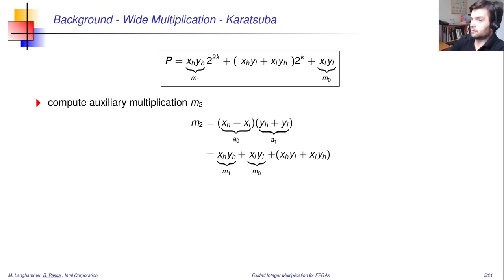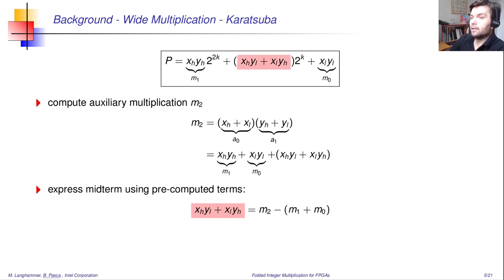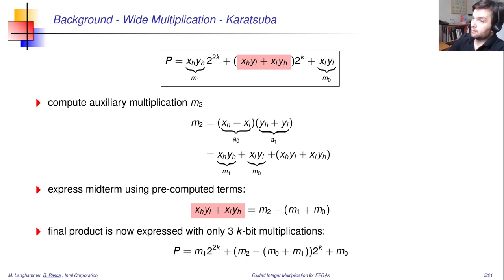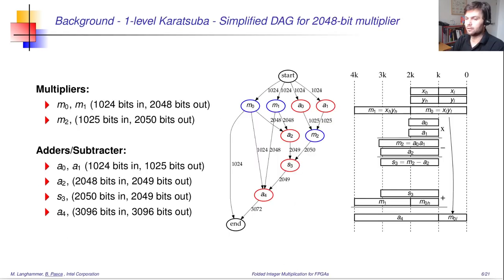This technique requires computing an additional term, M2, based on two pre-computed sums, A0 and A1. The midterms in the two-way decomposition can now be expressed using the newly computed term M2 and the already computed terms M0 and M1. Karatsuba's technique allows expressing the same product P using only 3k-bit multiplications, but requires an additional 2 additions and 1 subtraction. The same equation can also be expressed using a simplified directed acyclic graph.